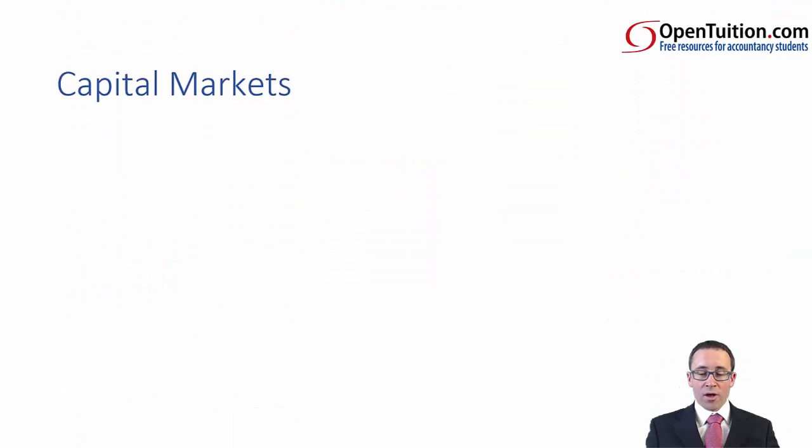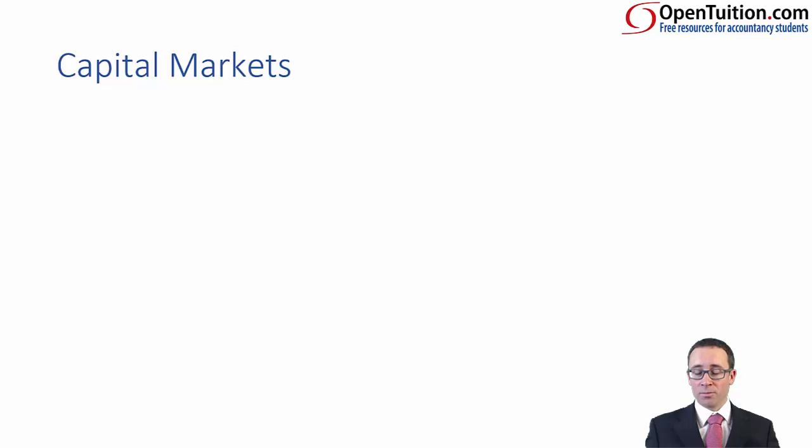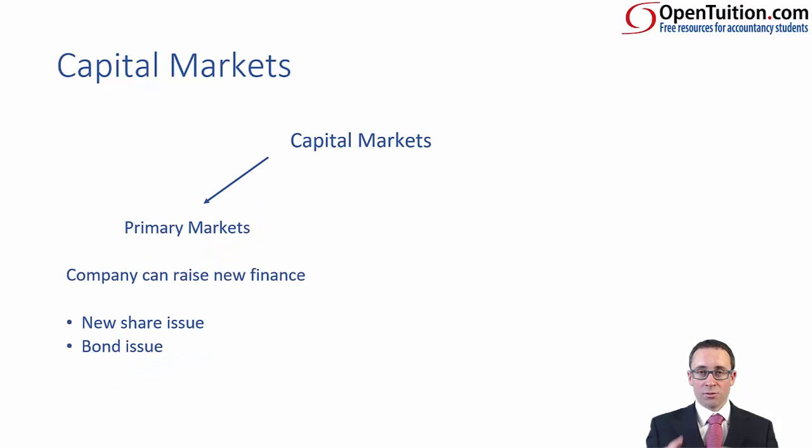If we focus specifically on the capital market, there are two types of capital markets. We're focusing now predominantly on the long term, greater than 12 months. You've got your primary markets. That's whereby a company can raise new finance. That's where you would issue your shares, or issue your debt for the first time, to find new investors.